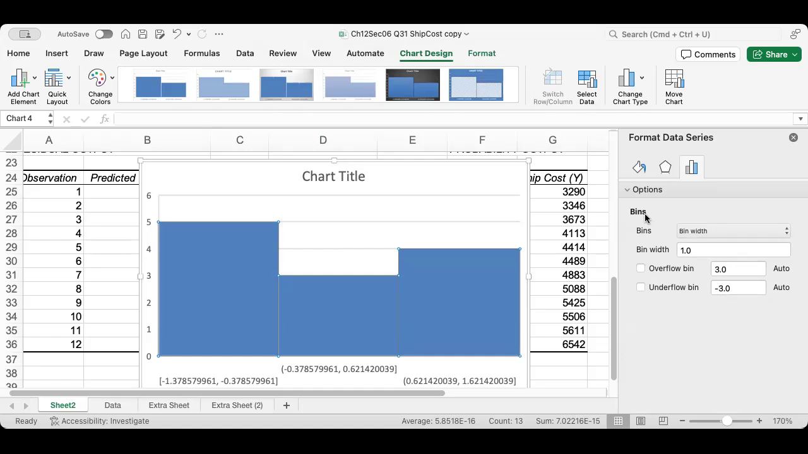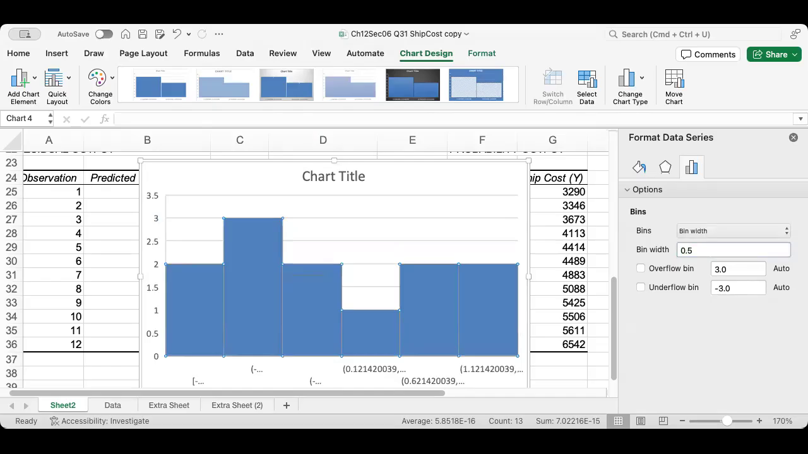Normal distribution means I should have very few outside -3 and very few outside +3, but I would expect more in the middle and further out toward the end, they would be less. I could make this bin smaller, 0.5. That shape doesn't really look like a normal distribution, does it?